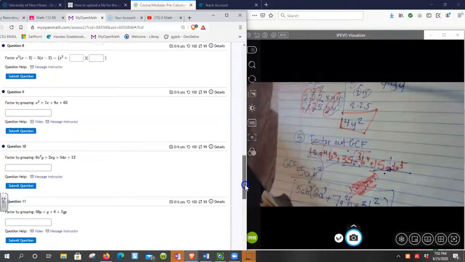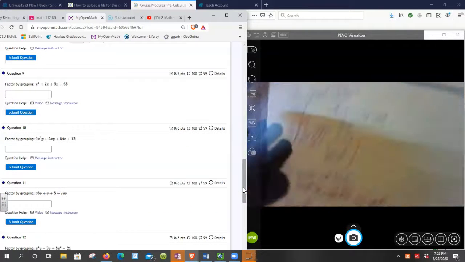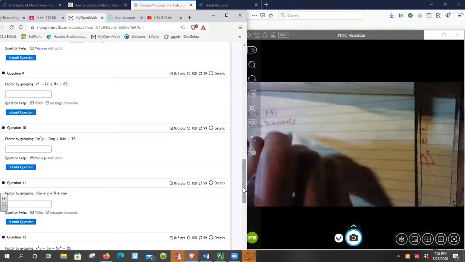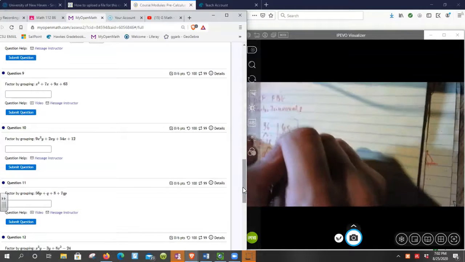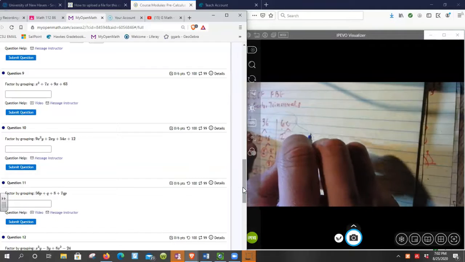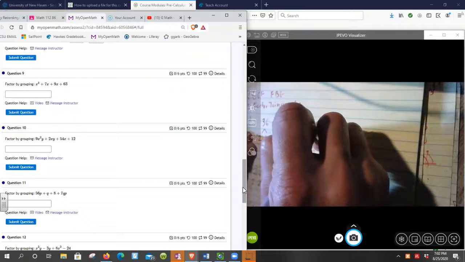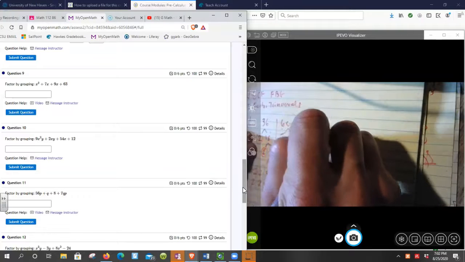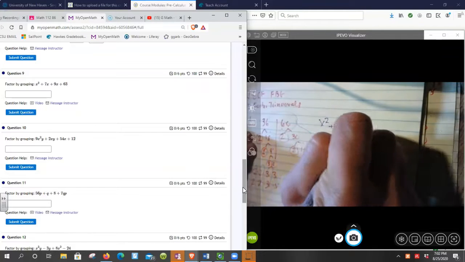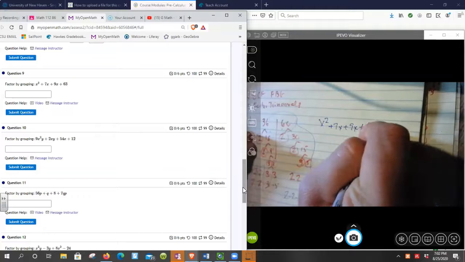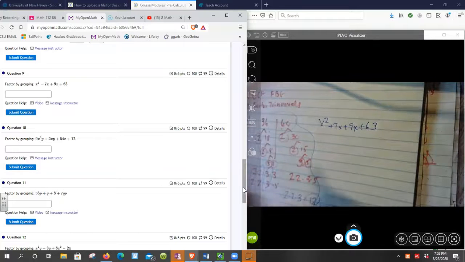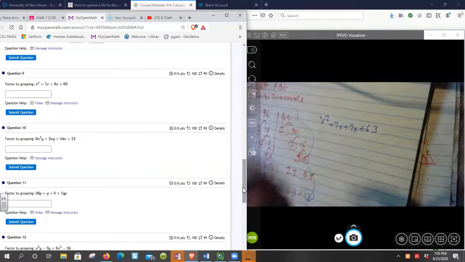Factoring it out. Factor by grouping. So we should do a couple of those. Factor by grouping, one of my favorite techniques: x squared plus 7x plus 9x plus 63. When you have 4 terms, you're grouping them into 2 groups of 2.